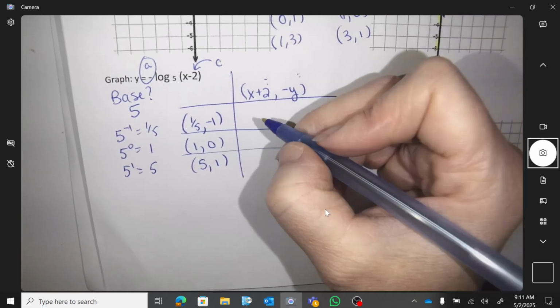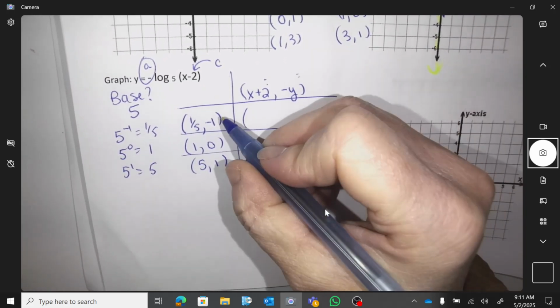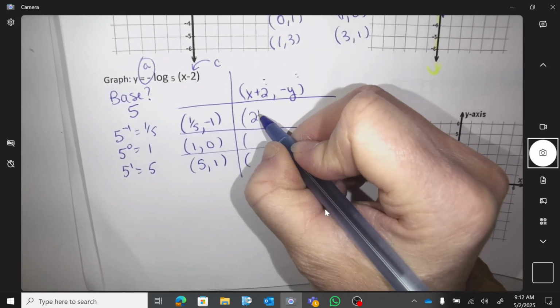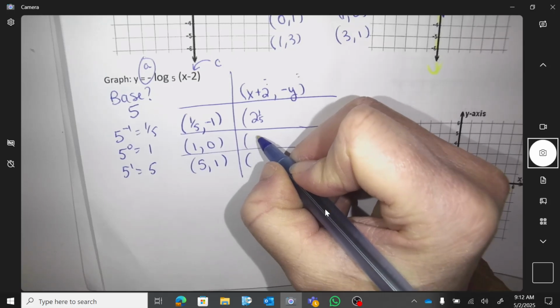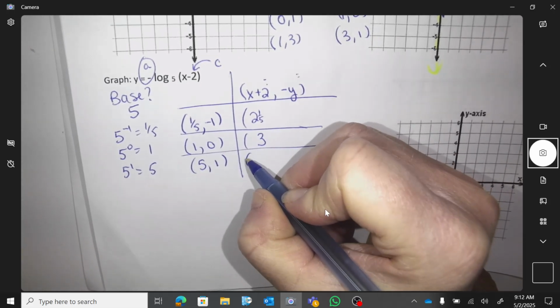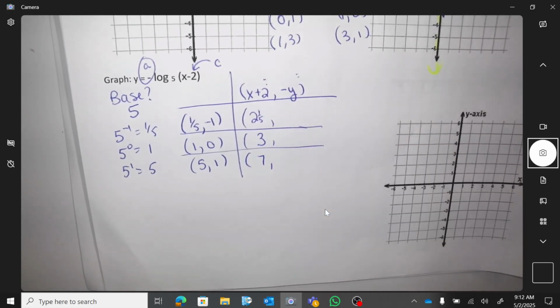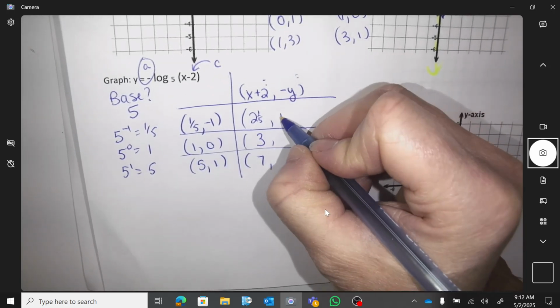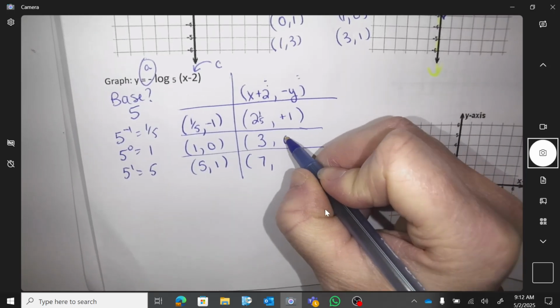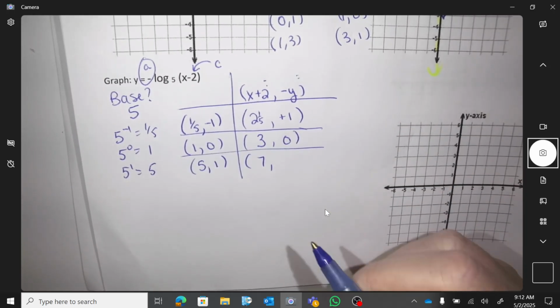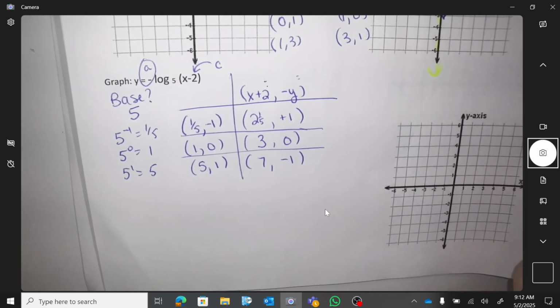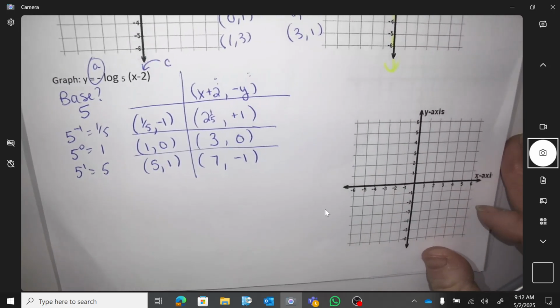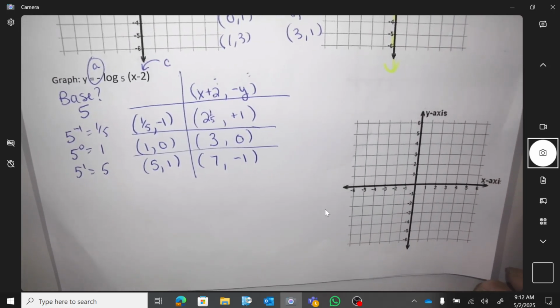All right, so here we go. I'm going to go all my x's. 1/5 plus 2 is 2 and 1/5. 1 plus 2, 3. 5 plus 2, 7. The opposite of negative 1 is positive 1. Negative 0 is still 0. Negative 1.